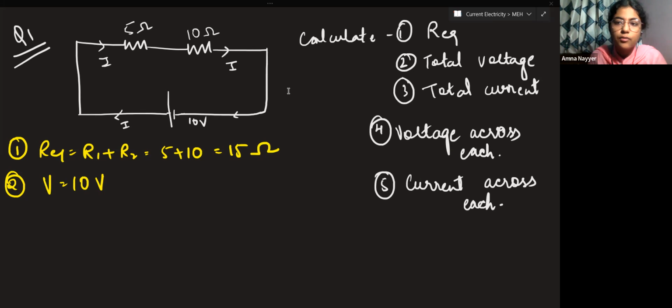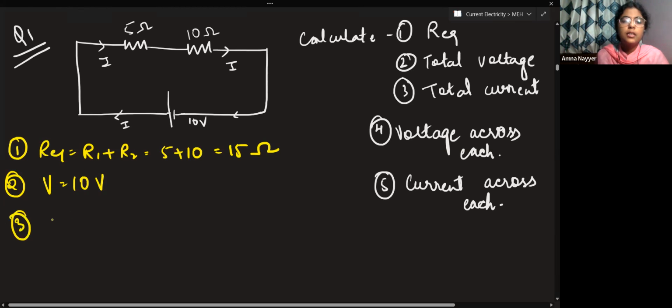Yes, class, answer for the third part. Total current. Total voltage, you know. Total resistance, you know. So what will be the total current? Three amperes? Is it coming 3 amperes? Total current, see, V is equal to IR.